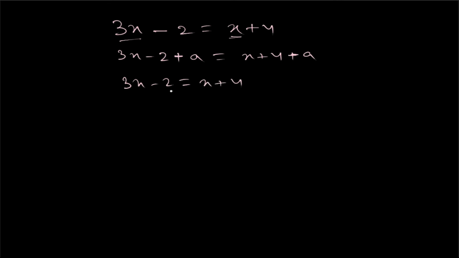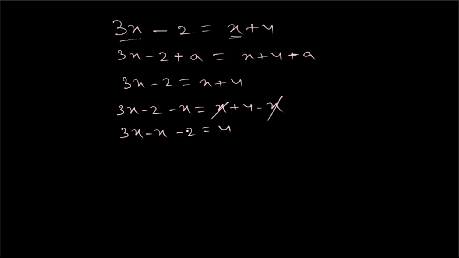So we have to transpose this value to the right and this x to the left. What we can do, first let us take this term to the left hand side. So now let us subtract x on both sides. So it will be 3x minus 2 minus x is equal to x plus 4 minus x. Now this x minus x will cancel, that's why we have subtracted. So in the left hand side it will be 3x minus x minus 2 is equal to 4.